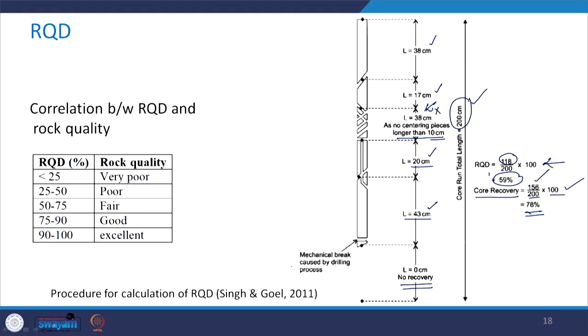Now, there is a correlation between RQD and rock quality, and that has been shown in this table. If RQD works out to be less than 25, the rock quality is said to be very poor. If it is 25 to 50, it is poor. 50 to 75, it is fair. If it is 75 to 90, good quality rock. 90 to 100, it is excellent quality rock. So this RQD becomes a very important parameter, and it is used in many rock mass classification systems. Right now at this stage, it is very important for you to understand the concept related to RQD in a most clear manner.